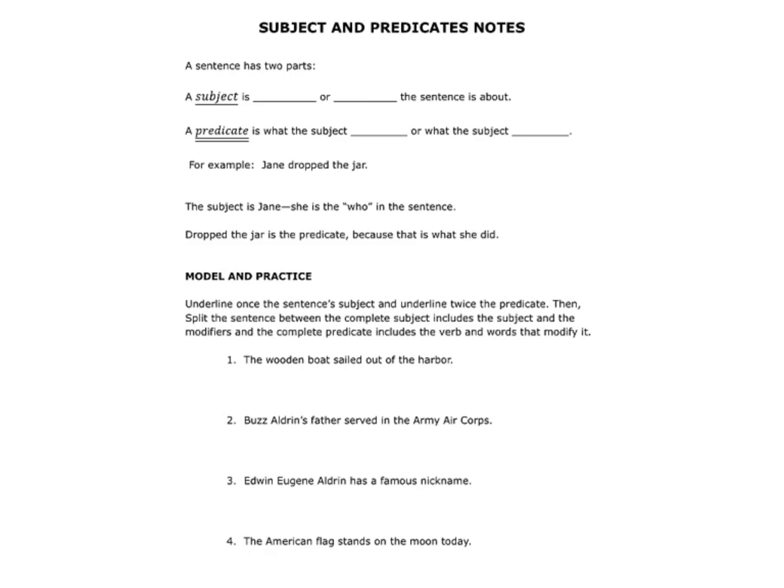At this time, we will begin the subject and predicate notes. If you will look, a sentence has 2 parts. It has a subject, which we will underline once, and a predicate, which we will underline twice. The subject is the who or what the sentence is about. So we are going to fill in those blanks.